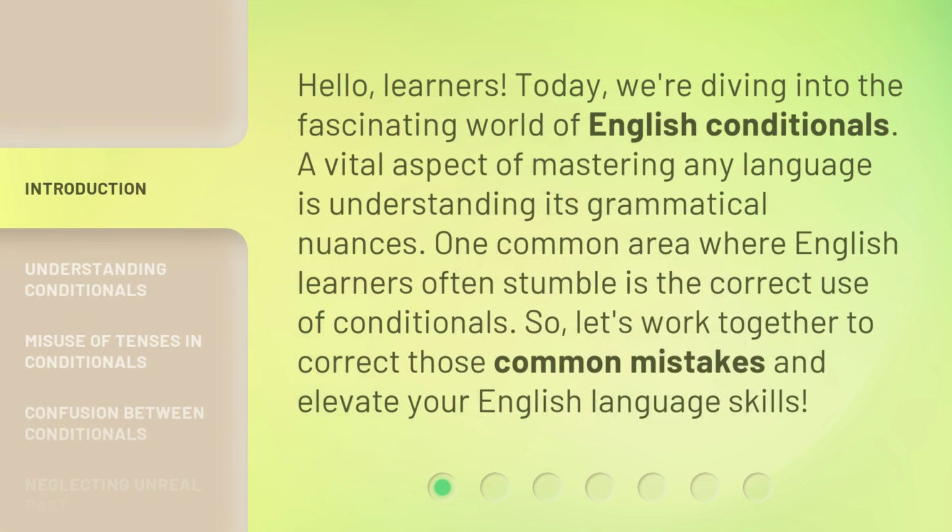Hello, learners. Today, we're diving into the fascinating world of English conditionals. A vital aspect of mastering any language is understanding its grammatical nuances. One common area where English learners often stumble is the correct use of conditionals. So, let's work together to correct those common mistakes and elevate your English language skills.